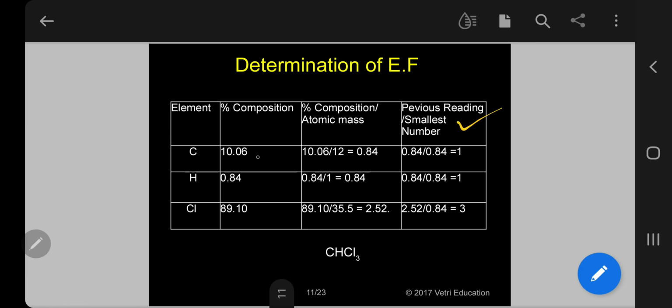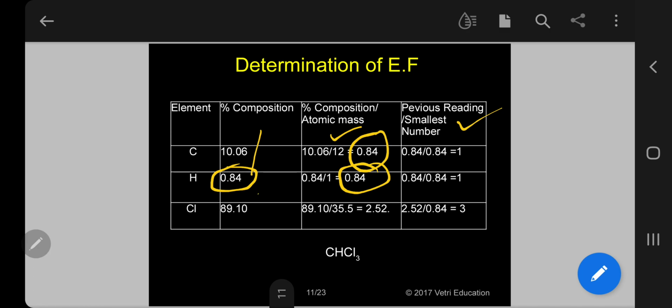So the first case, carbon 10.06. I divide by 12, since the atomic mass of carbon is 12. When I divide this, I get the value 0.84. The second case, hydrogen, 0.84, atomic weight 1, so it is nothing but 0.84.